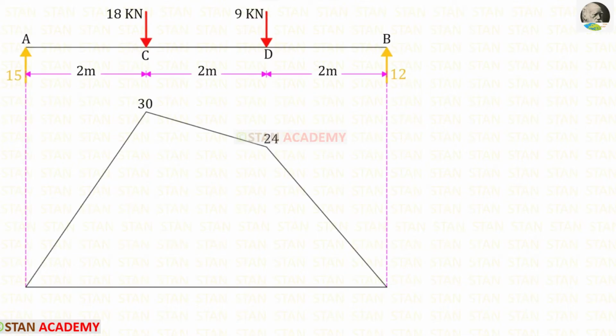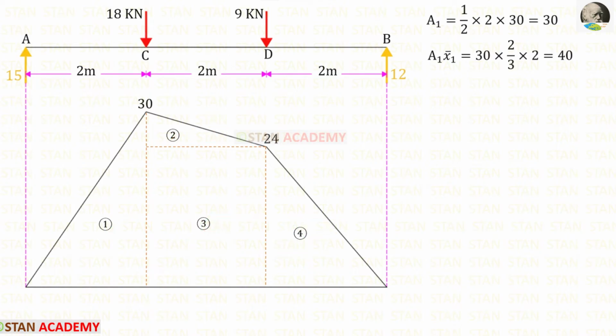Now let us draw the bending moment diagram for the simply supported beam. We know that at the points A and B, the bending moment will be 0. To get this ordinate, we have to multiply RA with the distance 2. 15 into 2, we will get 30. To get this ordinate, we have to multiply RB with the distance 2. 12 into 2, we will get 24. To find the area, I have split the diagram into 4 parts. We have 3 triangles and 1 rectangle.